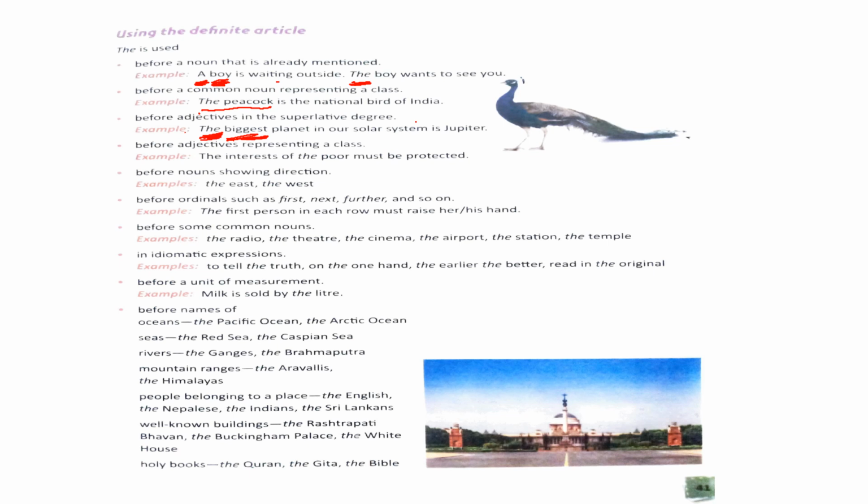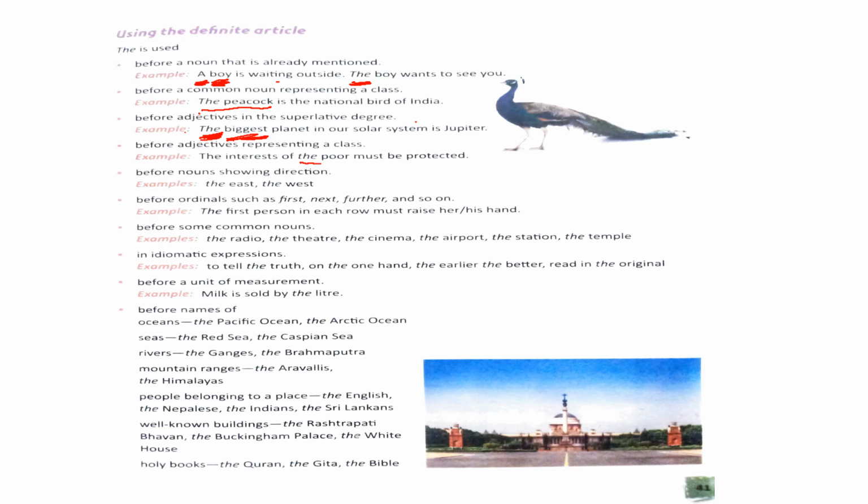Next is before adjectives representing a class. Now some adjectives can represent a class. Earlier we saw common nouns. Now you use article the before adjectives that are representing a class. For example, the interests of the poor must be protected.